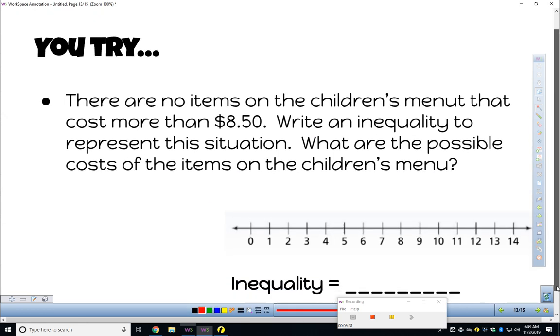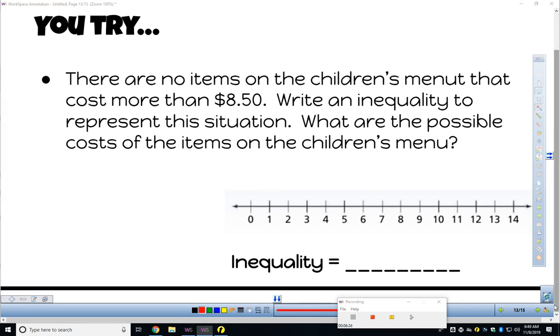All right, you try this. There are no items on the children's menu that cost more than $8.50. I want you to write an inequality to represent this situation. What are some possible costs of items on the children's menu, and I want you to graph your solution. So you're going to do everything here. Pause the screen and try it out.